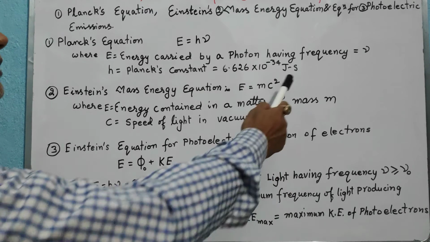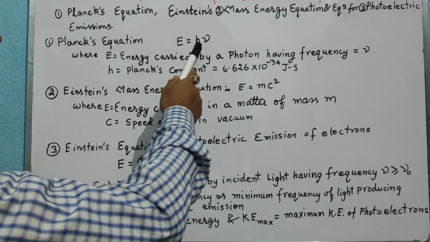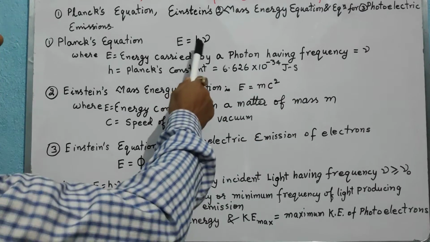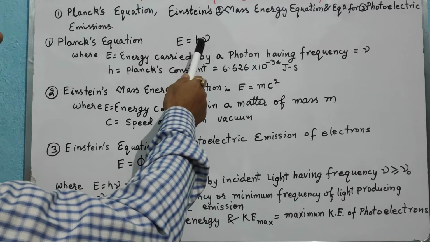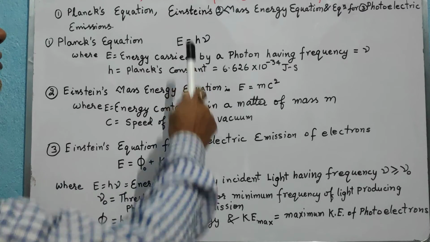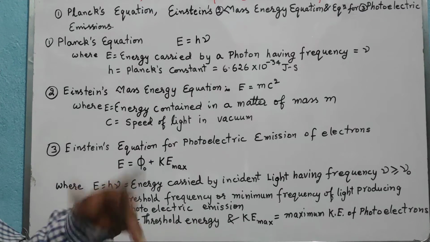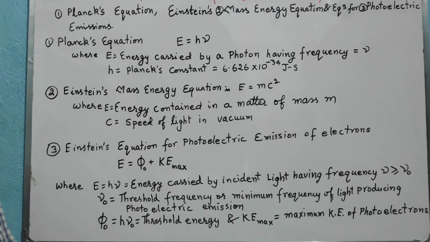Well, the unit of this constant can also be derived from this relation. h is equal to E upon nu, and E is in joule and nu is per second. So that when reciprocated becomes joule second.